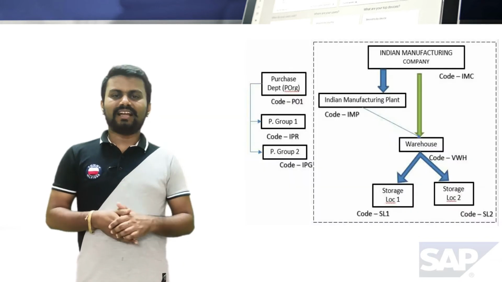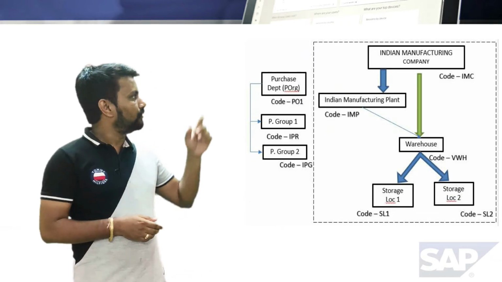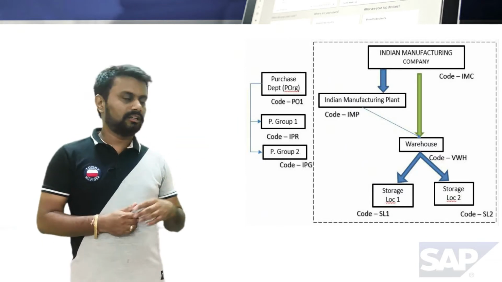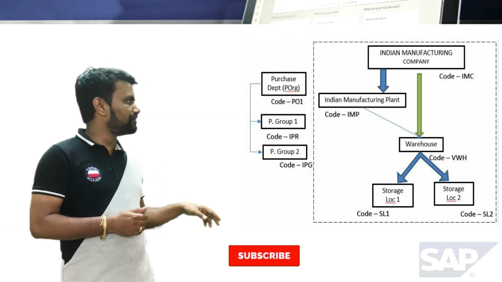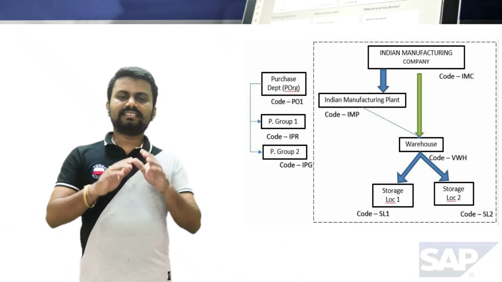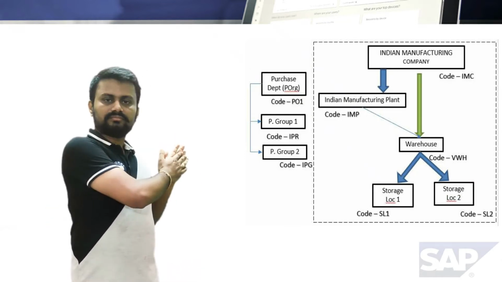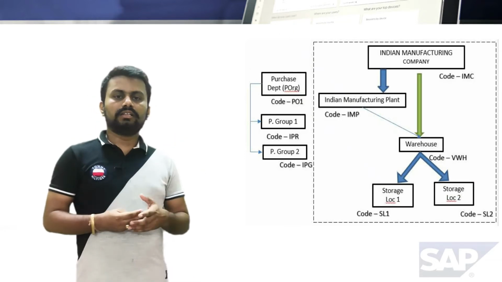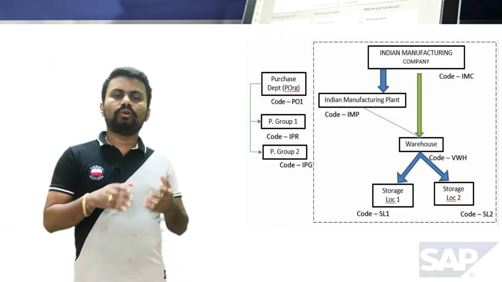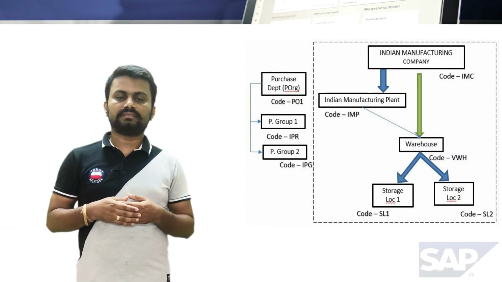So in the starting of our last session, we considered an organization structure with a company, Indian Manufacturing Company, plant, Indian Manufacturing Plant, a warehouse, two storage locations, purchasing organization and purchasing groups. And in this exercise, we are going to define a structure similar to that. The difference is, since we already have a structure with this nomenclature in the system, we are going to use different names for our company and different names for our plant.